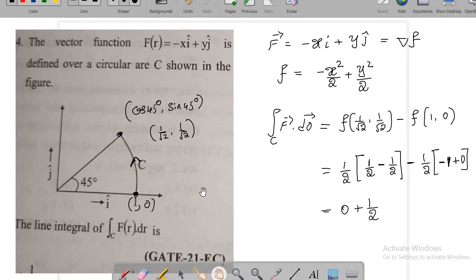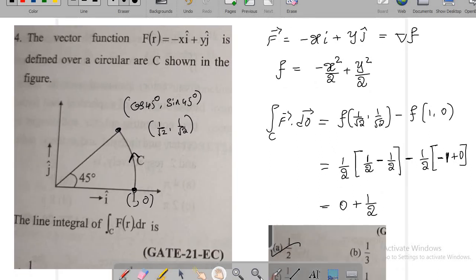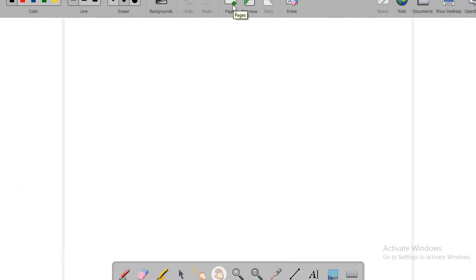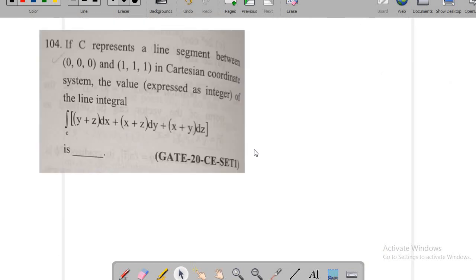Okay, and let me show you the options. Okay, so 1 by 2 is correct. Let us look at one more question. Now this question is from the Civil 20 paper. C represents the line segment from 0, 0, 0 to 1, 1, 1. Now what is the value of this integral?